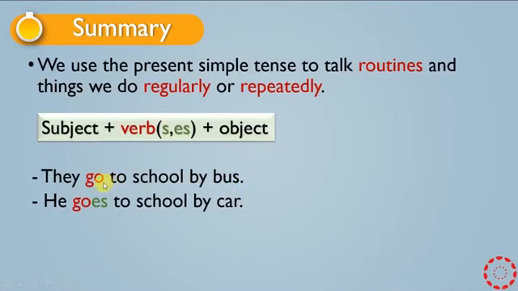We can say we go to school by bus, and we can negate this example by adding don't. We can say they don't go to school by bus, and the question form is, do they go to school by bus? And the second example, he goes to school by car. We can negate it: he doesn't go to school by car. And the question form is, does he go to school by car?